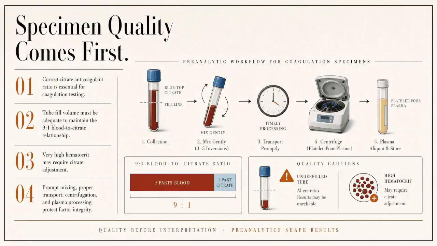Before we even run a test, specimen quality is paramount in hemostasis. Many coagulation tests need citrate plasma, usually collected in a light blue top tube. The ratio of blood to anticoagulant must be precise. If a tube is underfilled, too much citrate can falsely prolong clotting times. Patients with very high hematocrit might also need citrate adjustment because their plasma volume is reduced.